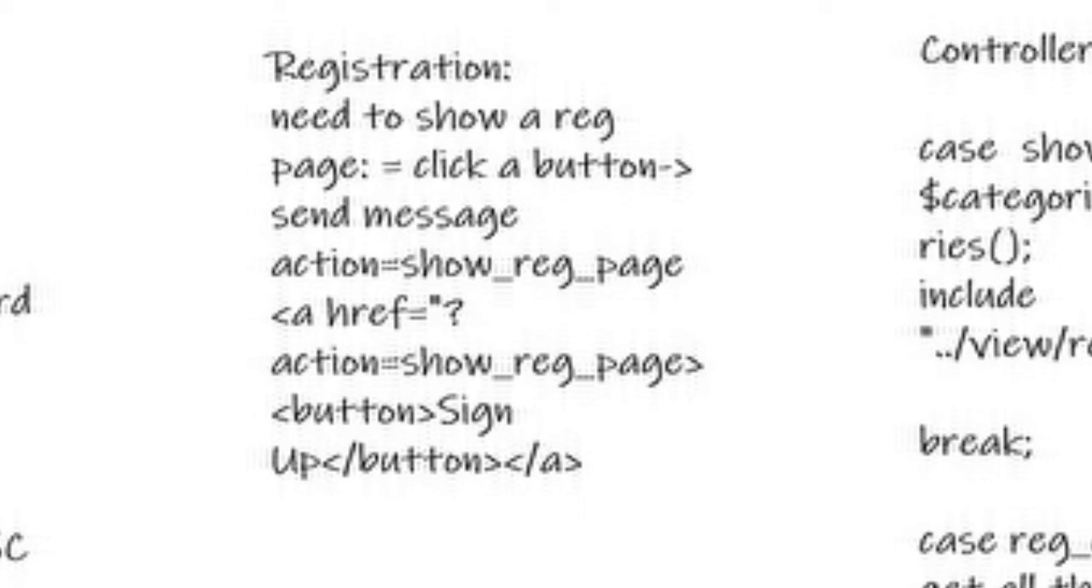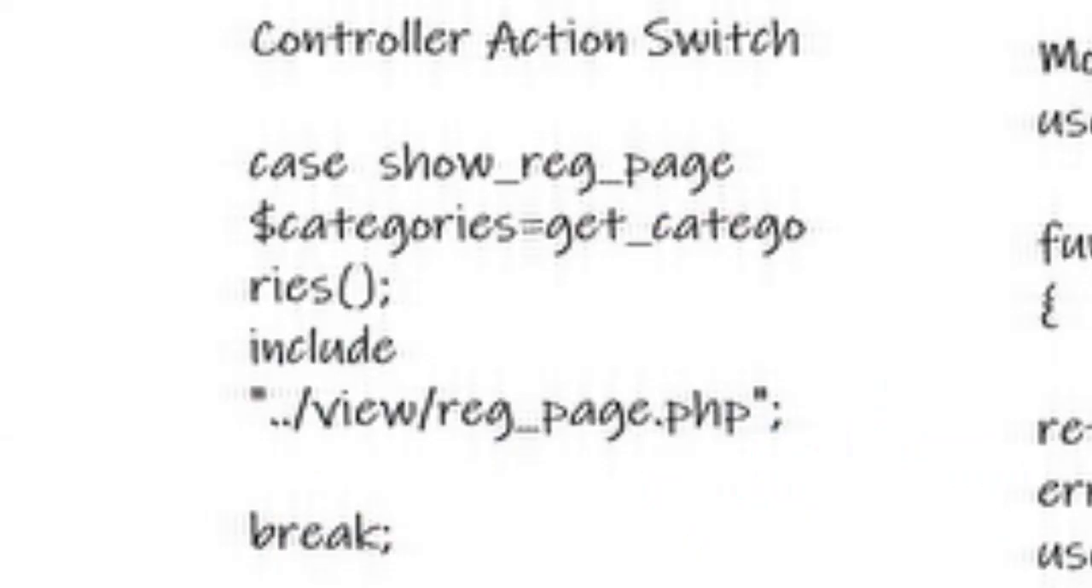So what happens is when you click the button, it's going to go to the controller, because we're going back to the same page, and it's going to show the reg page. That's going to be the value of action that's sent to the controller. So in our controller, we're going to have this controller action switch. I'll put it over here.